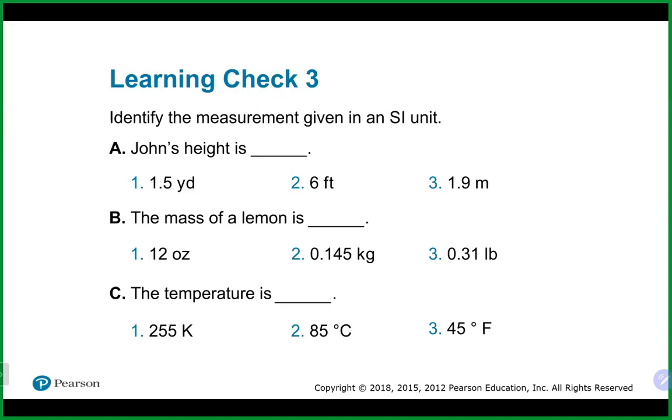All right, so let's take a look. We are looking for height, which would be 2 and 3. They are both length measurements, right? They're all length measurements, but the SI unit would be the meters, right? The other foot would be more the English sort of unit, and yard as well. The mass of a lemon, the SI unit should be the kilograms. And temperature, Kelvin, right? Should be there.